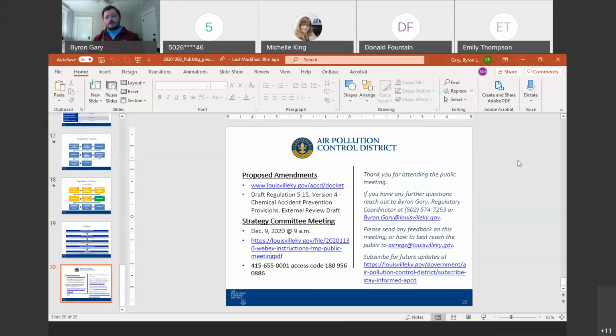We heard consistently from the community that this is one regulation where they would like to see more action from Louisville Metro and the district specifically, to ensure that our community, particularly around Rubber Town, is as safe as possible.